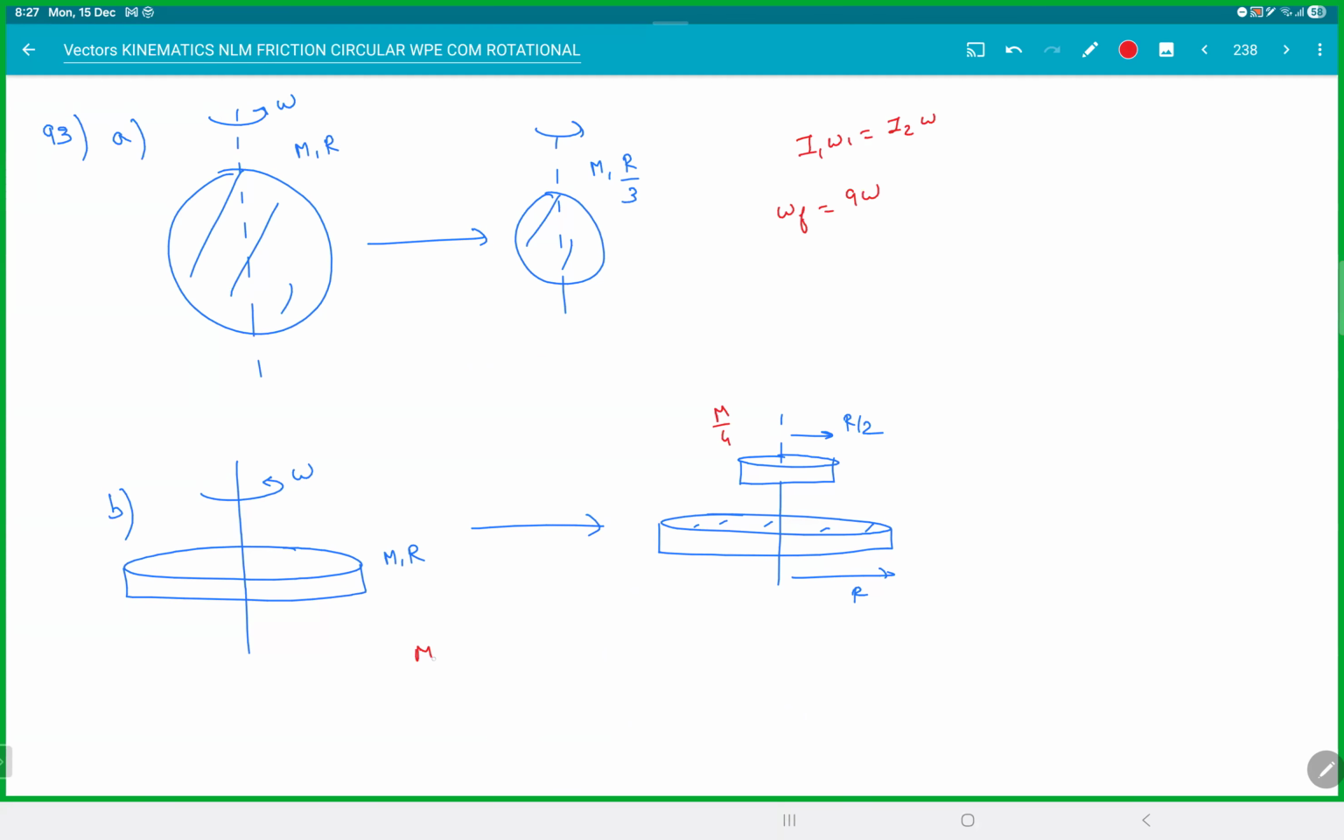So initial angular momentum will be mr square by 2 omega. This will be mr square by 2 plus that small disk mass, which became m by 4, times (r by 2) whole square by 2, times omega dash. Clear with this? You'll get it from there. Based on this, people have theoretical questions.